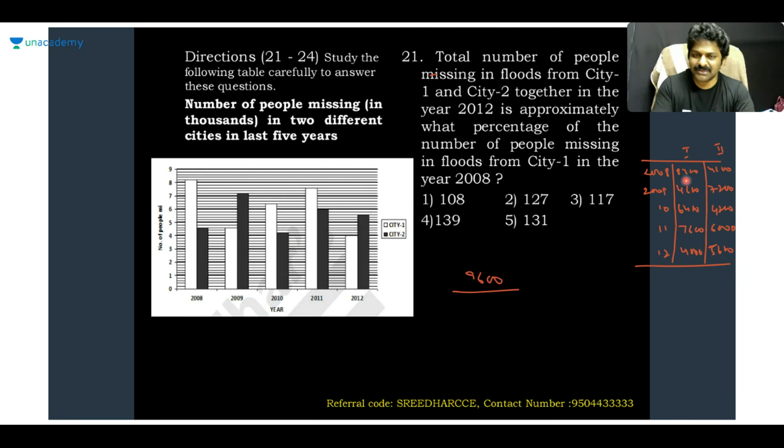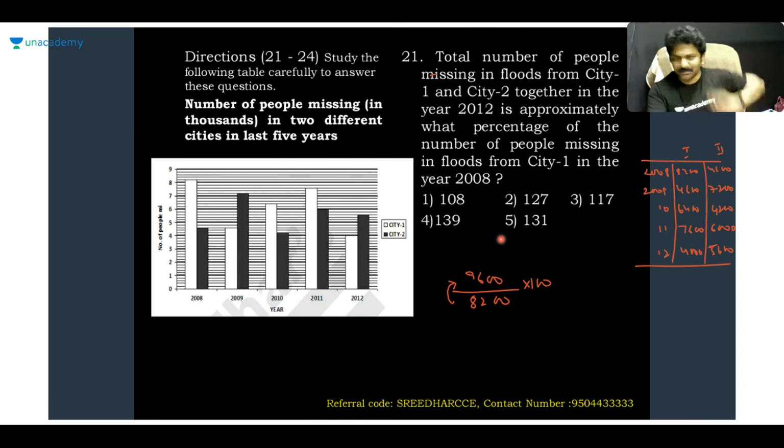City 1 2008, that is 8,200. Percentage into 100. Don't go for cancellation. Numerator is more than denominator, hence the answer is more than 100%. All the options are more than 100%. Numerator is how much more than denominator? 1,400 more. Now, I just want to identify 1,400 is what percent?